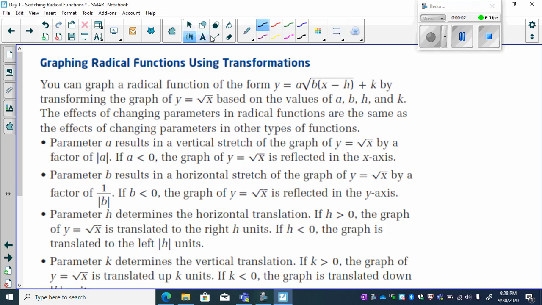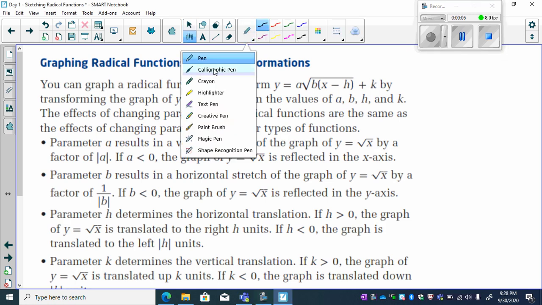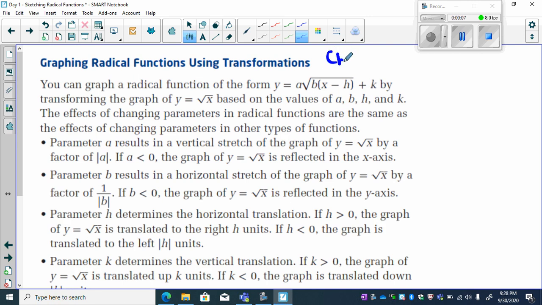Okay, so chapter 2, we're going to look at transforming radical functions. This is what your equation will look like in standard form. We still have the parameters. A is a vertical stretch about the x-axis by a factor of absolute A. If A is a negative, it's still reflected in the x-axis. Your B value is a horizontal stretch about the y-axis by a factor of 1 over absolute B.